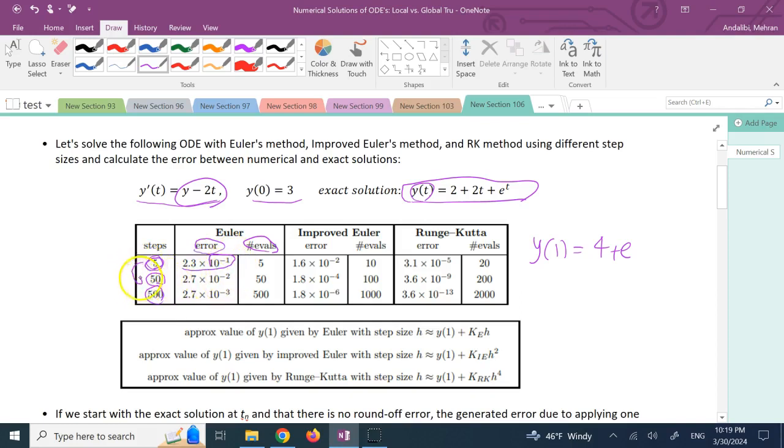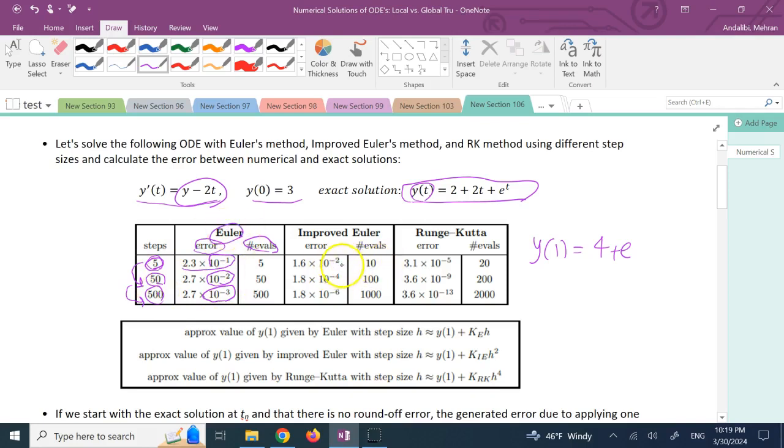So at 5 steps, we have something times 10 to the negative 1. When we go up by an order of magnitude to 50 steps, the error drops by an order of magnitude. And when we go again up by another order of magnitude in the number of steps, again, the error drops by another order of magnitude. So you see that the error is proportional to what? To the number of steps in a linear manner for Euler.